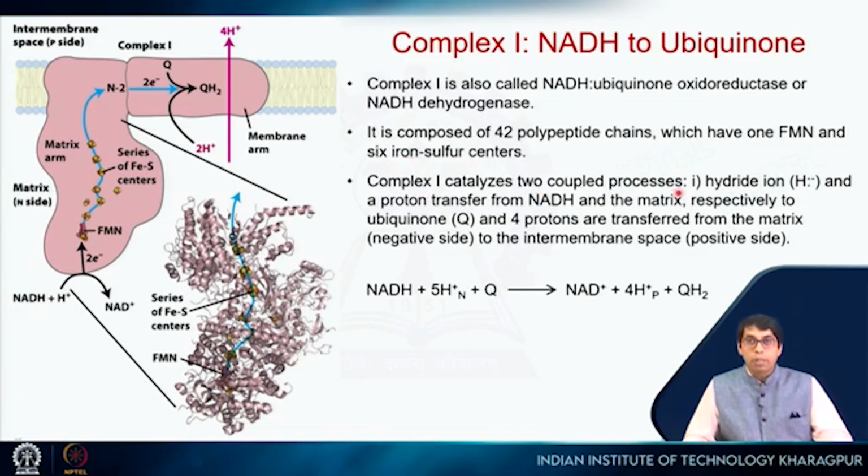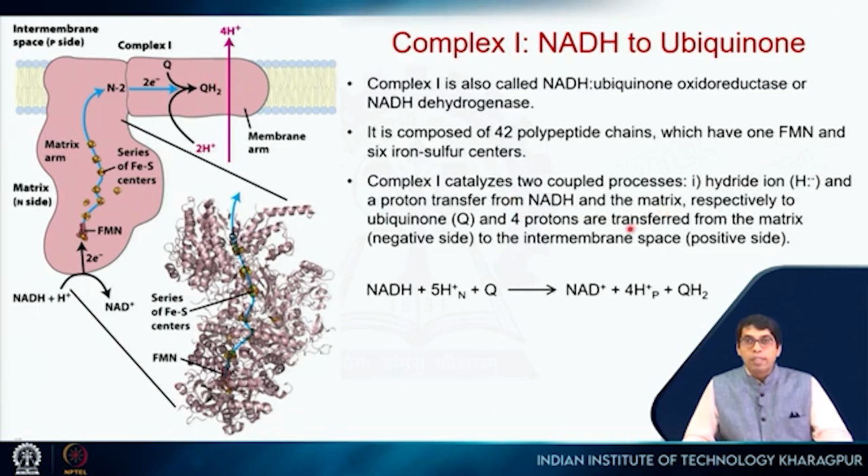Complex 1 catalyzes 2 coupled processes. The first one is hydride ion transfer and proton transfer from the matrix. The hydride ion H minus comes out from here and H plus from the matrix. These are transferred to ubiquinone. So this Q becomes QH2. This is one reaction. The 2 electrons are taken up by the ubiquinone. So this is the reduction: ubiquinone gets reduced to ubiquinol.